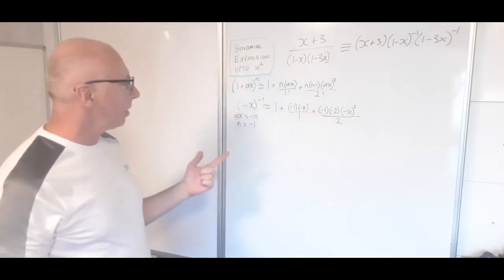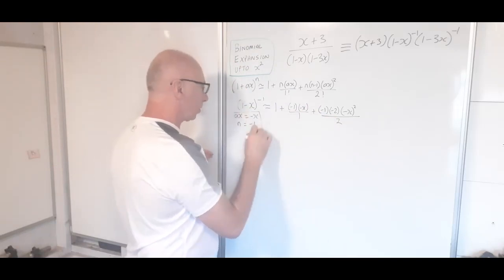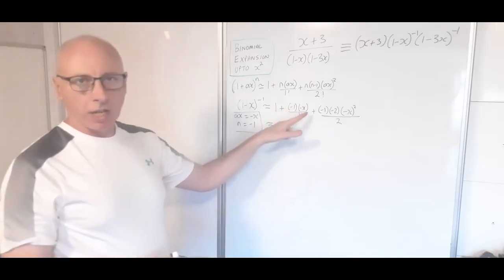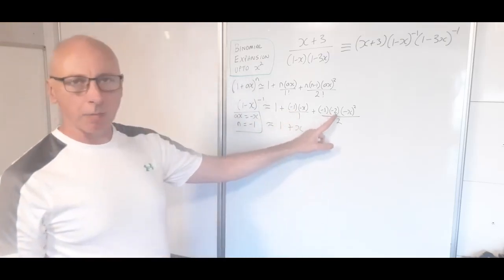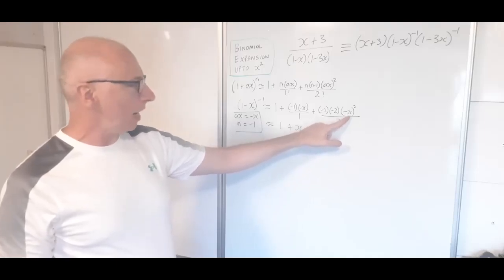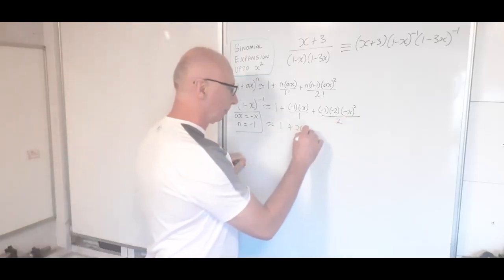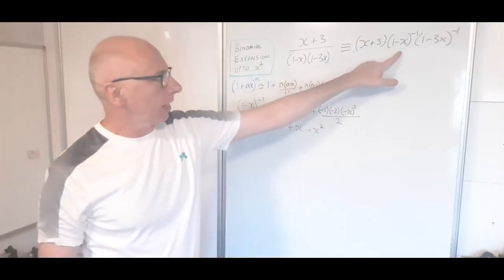So now simplifying this all together, just put this in a box to keep it separate, this now becomes 1 minus 1 times minus x, which is plus x. Here I've got minus 1 times minus 2 is 2, divided by 2 cancels out. And minus x squared just becomes basically x squared. So that's my first one taken care of.